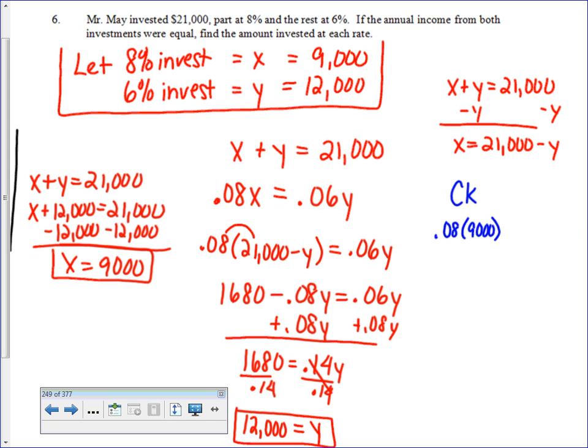So 0.08 times 9,000 equals 0.06 times my 12,000. 0.08 times 9,000, I get 720. 0.06 times 12,000, I get 720, and the investments are equal. So therefore, I know I did number 6 correct. Please make sure you show me the let statement and show me all of the correct answers within the let statement.